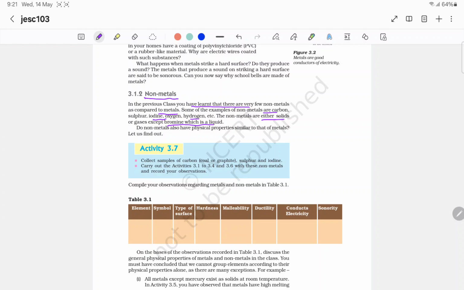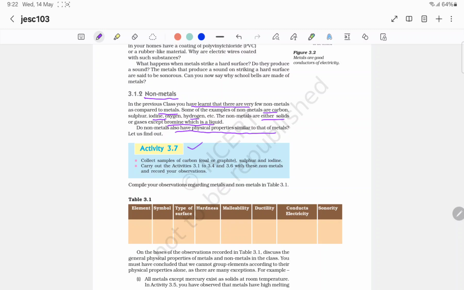So non-metals can be solids or gases or liquid. Only bromine is the liquid. So do non-metals also have physical properties similar to that of metals? Let us find that.